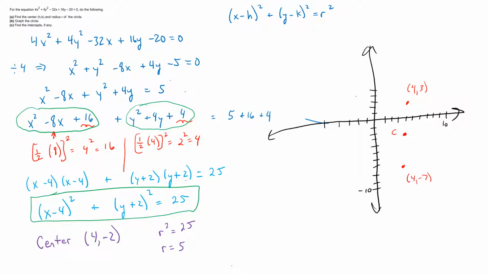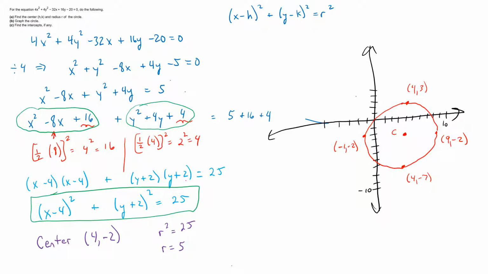If I go to the right 5, it'd be over here at an x coordinate of 9, because the center has an x coordinate of 4. So that's 9, negative 2. And if I go to the left 5, it'd be over here at an x coordinate of negative 1. So that point would be negative 1, negative 2. And now you just graph the circle as best as we can by hand. Again, in my math lab, we would use the circle tool. That completes part B. Part C wants me to find the intercepts.